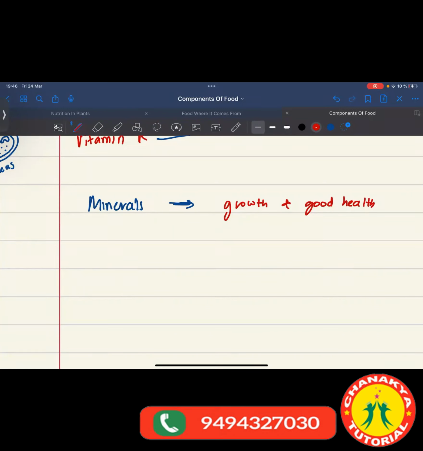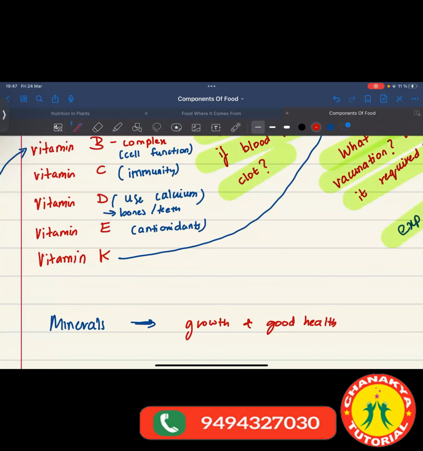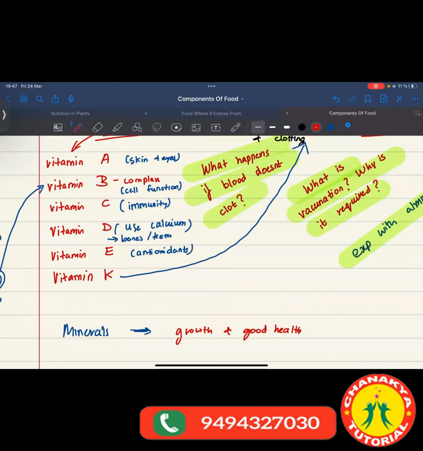Wait. So minerals, again, you have similar examples over here. You have ginger, rice, milk products, egg, all green leafy vegetables and everything. Here with vitamins, you can see it helps you in detail, like in skin and eyes, in cell function, in immunity, in how to use the calcium, in antioxidants and everything. Now vitamin D, you can clearly see it only helps you use the calcium, but it doesn't give you calcium.